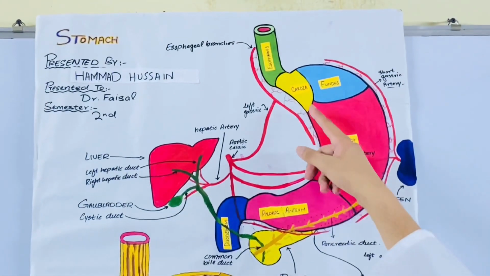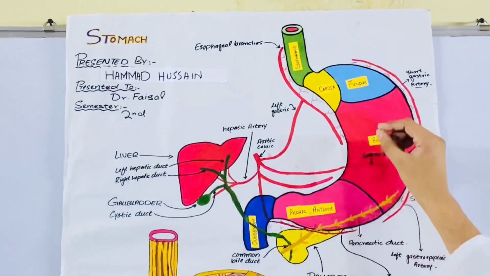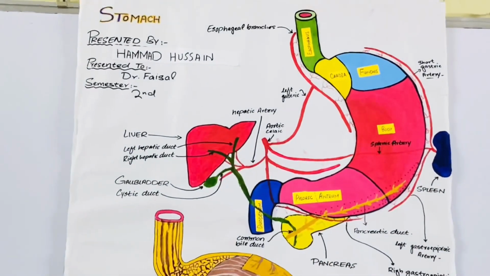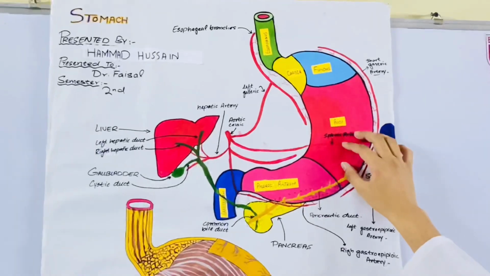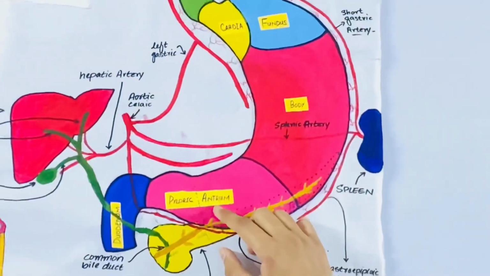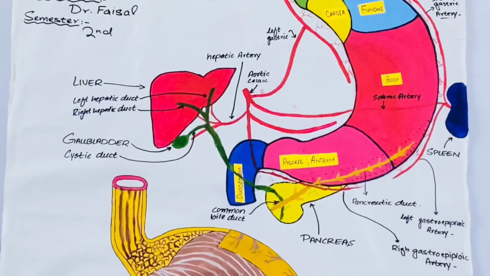The first part is the cardia, which surrounds the superior opening of the stomach, and the second part is the fundus, which is the gas-filled portion, superior and left to the cardia. The largest portion of the stomach is the body, and the last portion is the pyloric part, which connects the stomach to the duodenum, and it is also called the antrum.